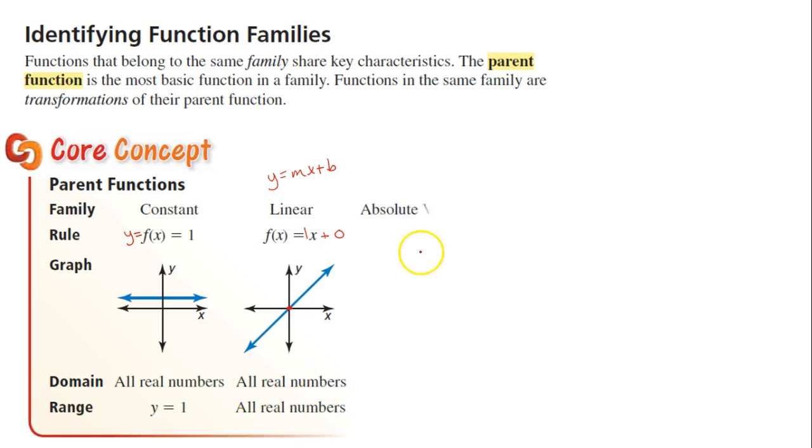So the next family is absolute value functions. Parent function is f of x equals absolute value of x, but you could also have it be like mx plus b, or whatever you want to call those. You could call it a times absolute value of x plus b, but either way, it's kind of like a line. It's kind of like the linear functions, except for what happens when the x values are negative, right? Because the absolute value of a positive number is that same number. So if x is positive, absolute value of x is just x.